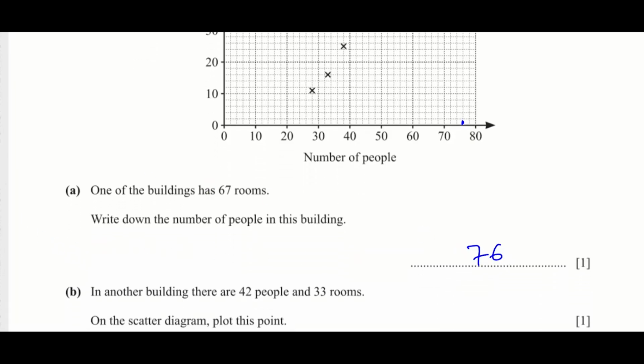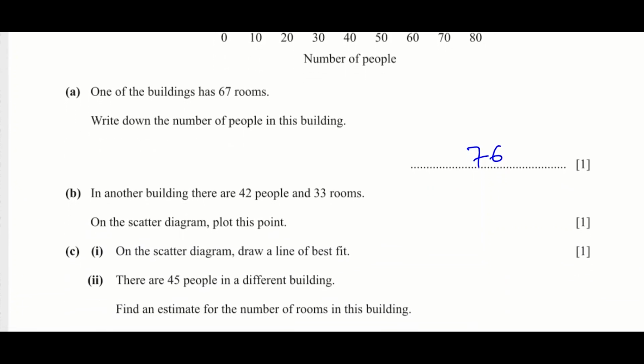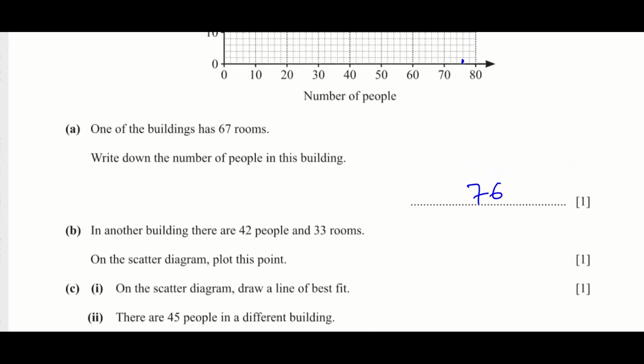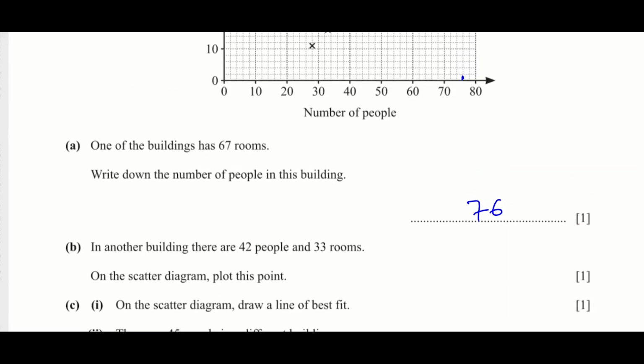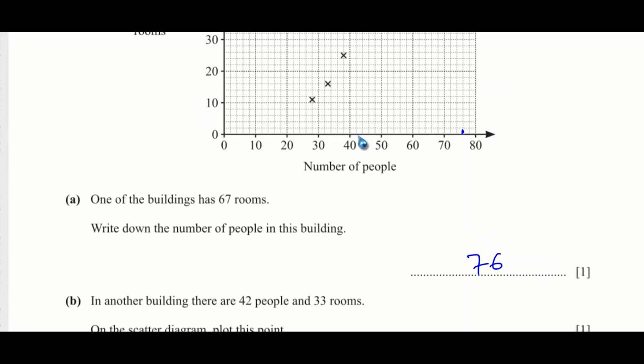In part B, in another building, there are 42 people and 33 rooms. On the scatter diagram, plot this. So 42 people, 33 rooms. 42 will be here. This is 42 against 33 rooms.